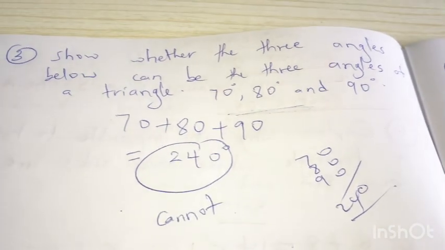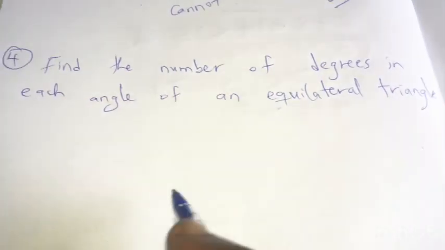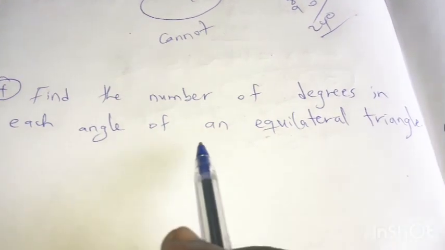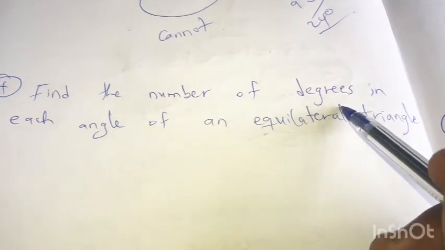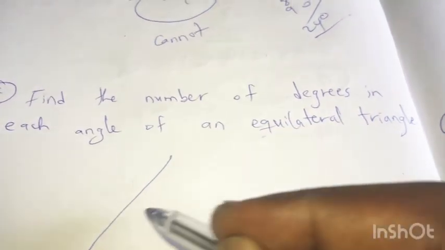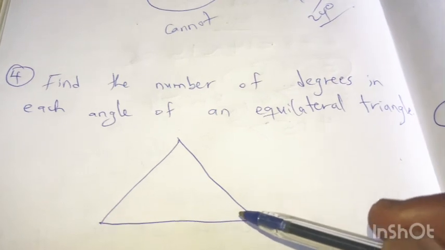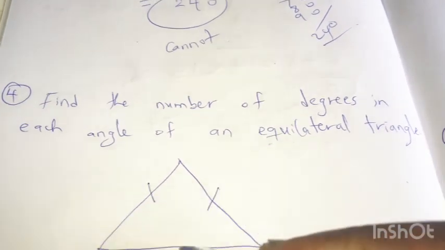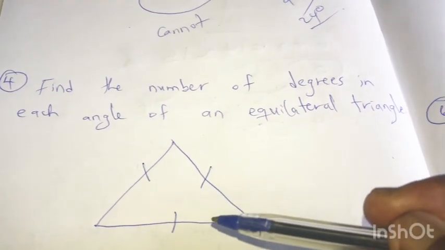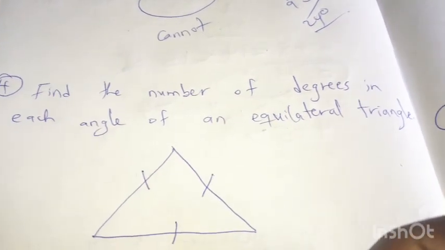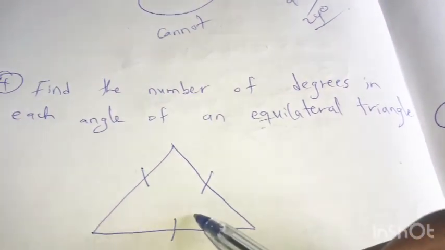All right, okay, next question. Find the number of degrees in each angle of an equilateral triangle. We have different types of triangles, but this one is equilateral. Why? I put 1, 1, 1 on all three sides because it shows that the sides are the same.